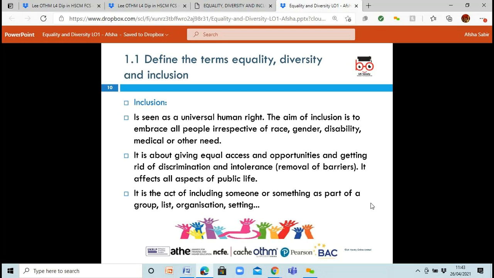So for this 1.1, all you're going to do in your essay is tell me what equality is, diversity is, and inclusion is. So it's nice and simple.